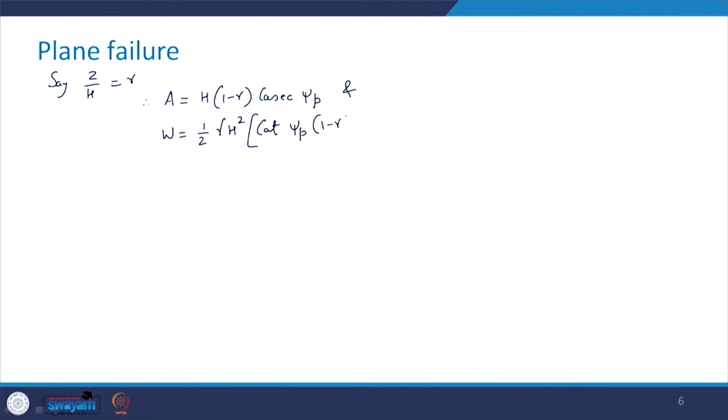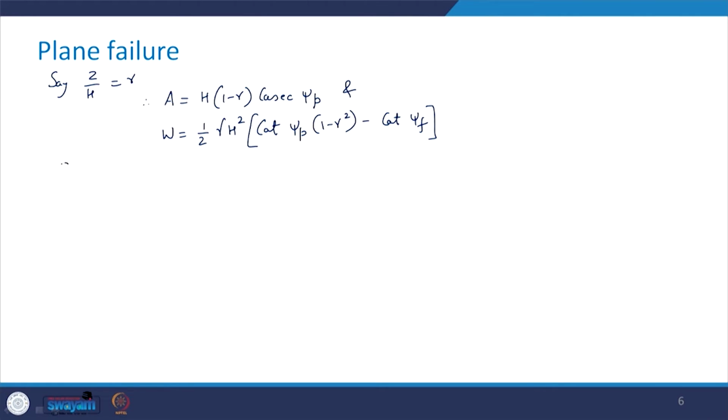Now, I assume that z upon h is equal to r. So, therefore, the contact area A is written as h 1 minus r cosec psi p, and weight W can be written as half gamma h square cot of psi p 1 minus r square minus cot of psi f.